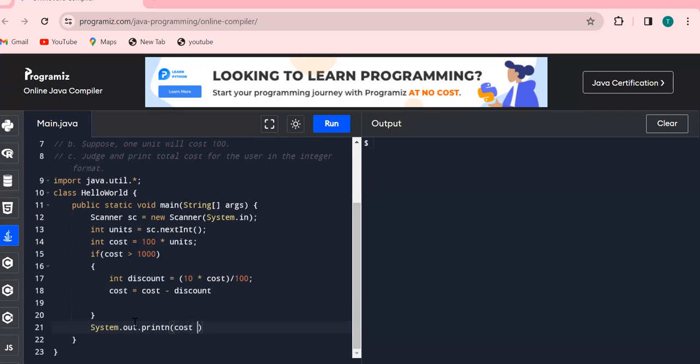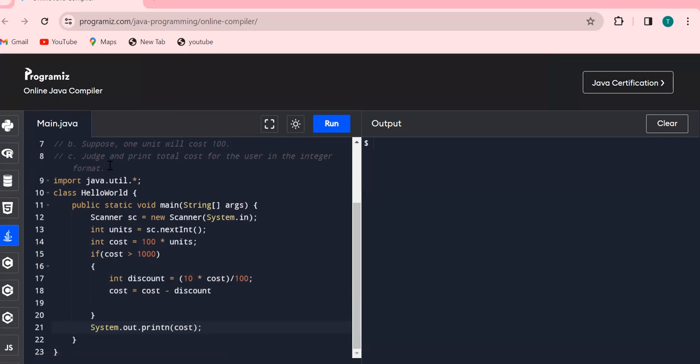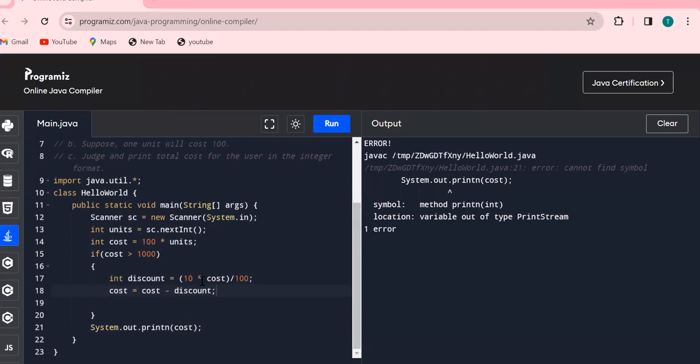So let us print the cost. Here we are following option C: judge and print total cost for the user in the integer format. So in the integer format, we are printing it. Okay, I hope the code is good. And semicolon. Okay, let us run this program. So we got an error. So println.